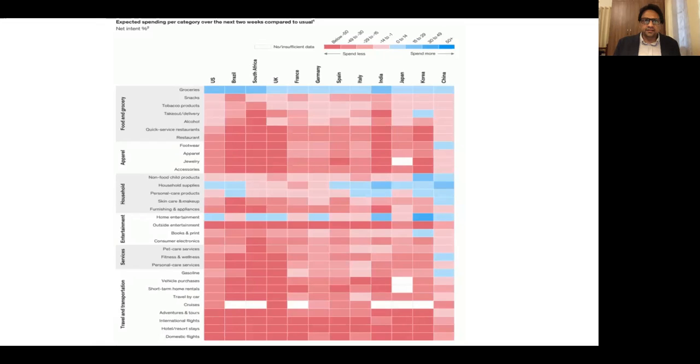So look at this. This is a very interesting graph that came from the US in terms of the various buying, across all markets in fact: the US, Brazil, South Africa, UK, France, India, Japan, Korea, and all of that.